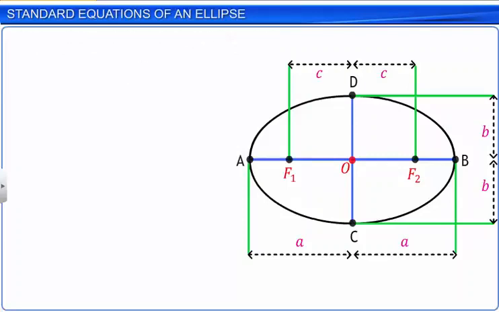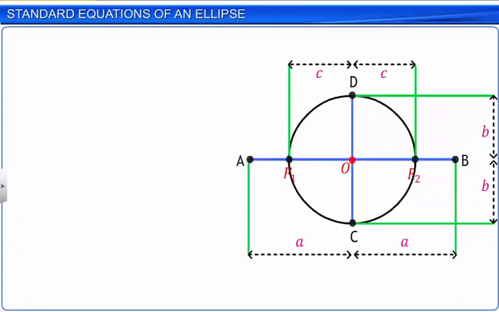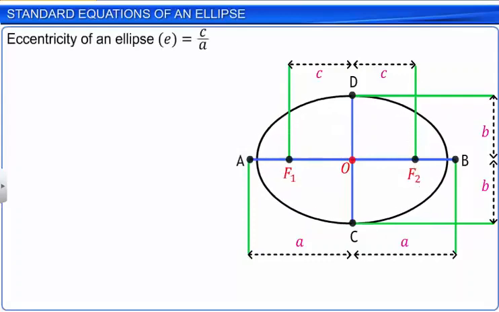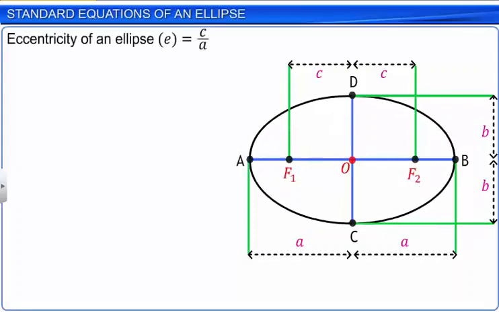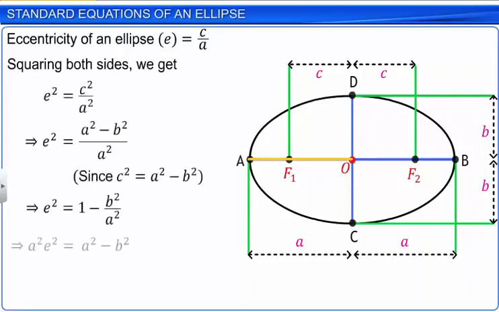Eccentricity is another important concept associated with all conic sections. It is a measure of the deviation of a conic section from being a circle. The eccentricity of an ellipse is denoted by e and is equal to the ratio of the distance of a focus from the center to the length of the semi-major axis of the ellipse. Squaring both the sides of the formula for eccentricity and simplifying, we get b square is equal to a square into 1 minus e square. Remember this formula as it comes handy in solving many problems.